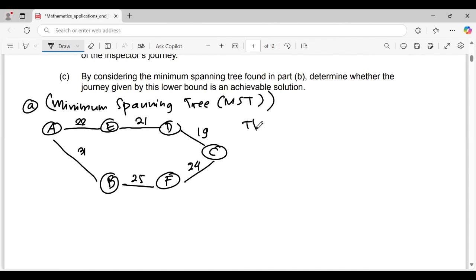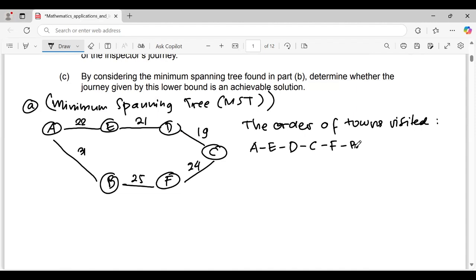So the order of towns visited, starting from A to E to D to C to F to B, return to A. And the total journey is 142 if you calculate, 140 kilometers.